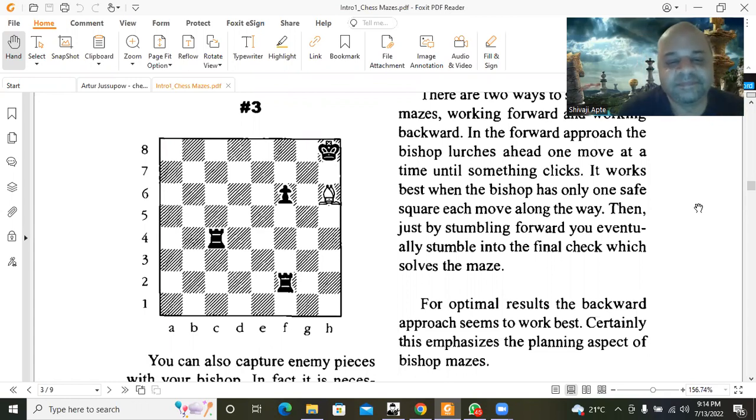Yes, you can take black pieces as long as you are not attacked by the black pieces. The moment you make a move where your piece is attacked by the black pieces, immediately they will capture it. So that's why you can't proceed. Take your time. Let me see who is putting it on the chat.